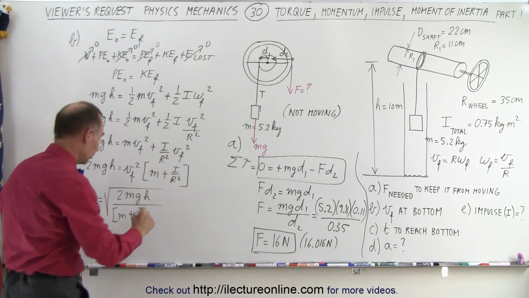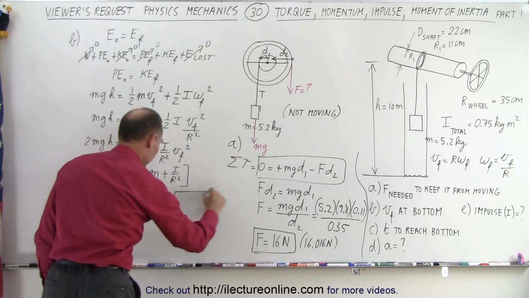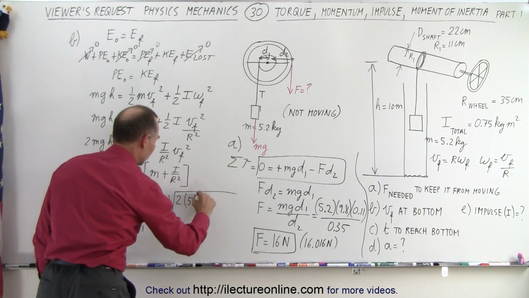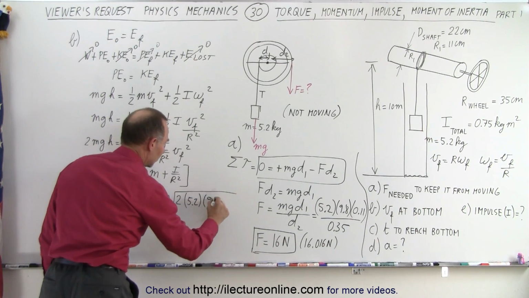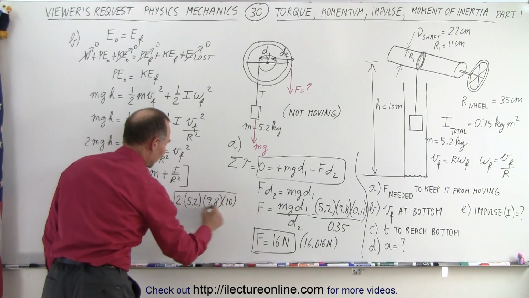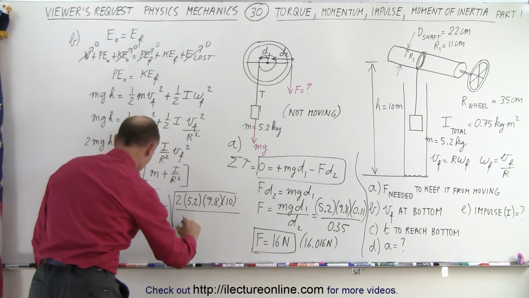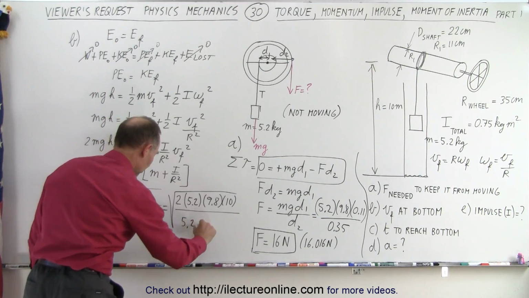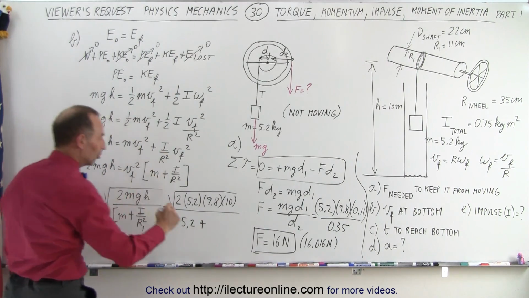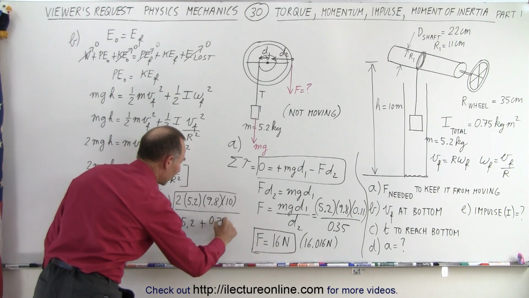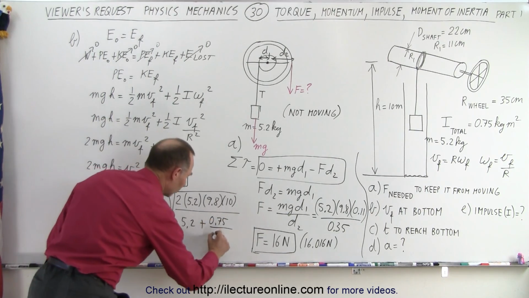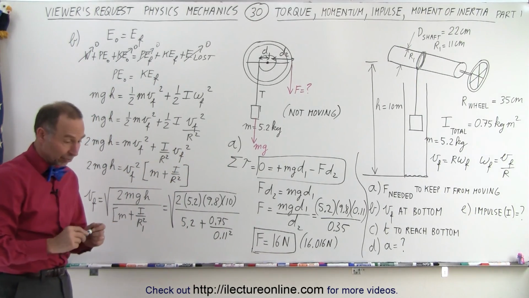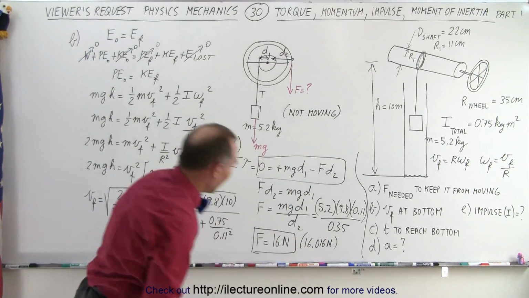All right, let's plug in numbers and see what we get. This is equal to the square root of 2 times the mass, which is 5.2, times g, which is 9.8, times the height, which is 10, divided by, and the bottom one, not 1, but the mass, which is 5.2, plus the moment of inertia, which is given us 0.75, over the radius, which is 0.11, and we have to square that. All right, let's grab a calculator and figure this out.